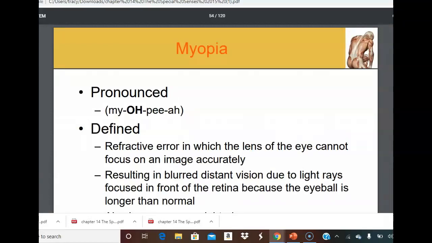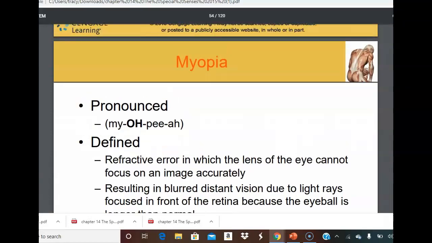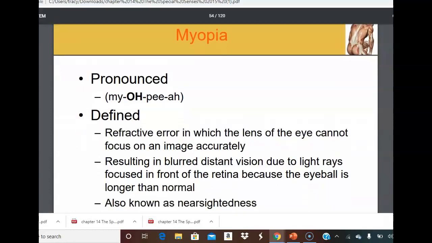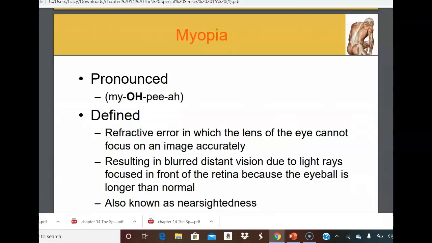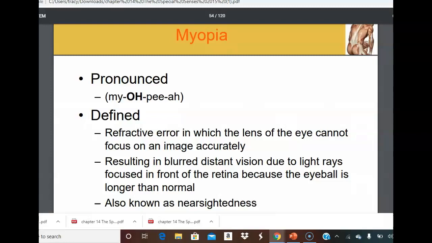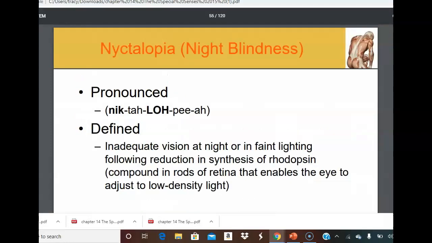Here's our other flip side refractive error, myopia. Myopia is the opposite of hyperopia because it's referring to close vision. This is where refractive errors in the lens can't focus on images accurately that are distant. So our focal point winds up being in front of the retina as opposed to behind. We can see things close up, but we can't see things that are far away. So myopia is also referred to as nearsightedness.